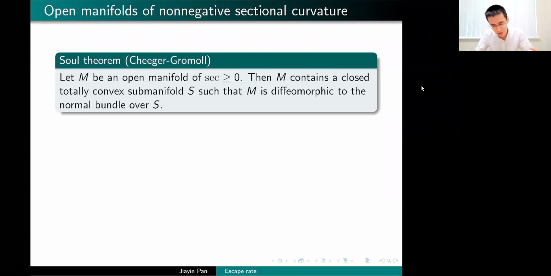We're going to talk about open manifolds of non-negative Ricci curvature. But for the sake of comparison, we first record some results on open manifolds of non-negative sectional curvature. This is fully characterized by the Cheeger-Gromoll soul theorem. It says that if you have an open manifold of non-negative sectional curvature, then M contains a closed, totally convex submanifold S, the soul. In particular, S is compact without boundary, so that M is diffeomorphic to the normal bundle over S. As a corollary, M is homotopy equivalent to S.